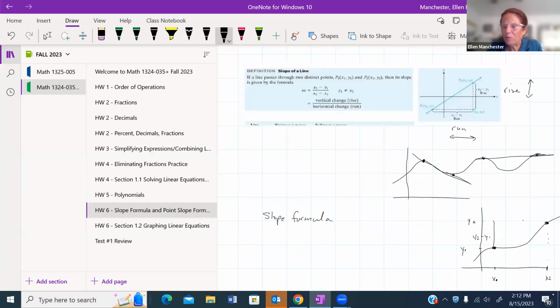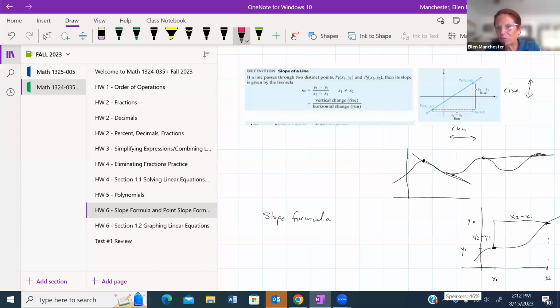It's how much did my Y rise? And then the difference between my two X's, how much is the run? So that is the difference between the two X's. So your rise and your run indicates the slope. That is your slope.